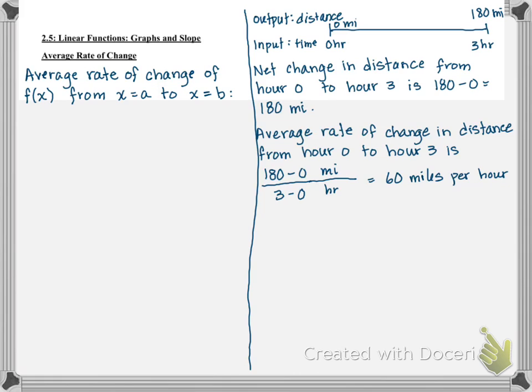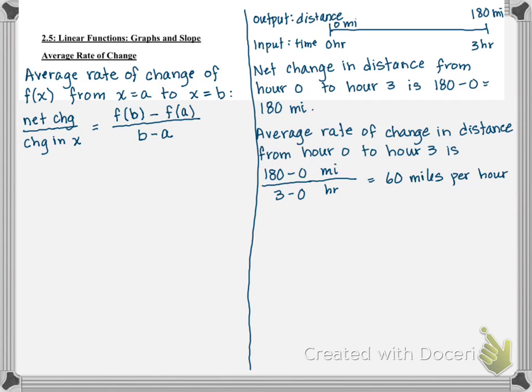So the average rate of change is just the net change divided by the change in x. So the net change is the function evaluated for your bigger x value minus the function evaluated for your smaller x value. And then the change in your x values is just b minus a.